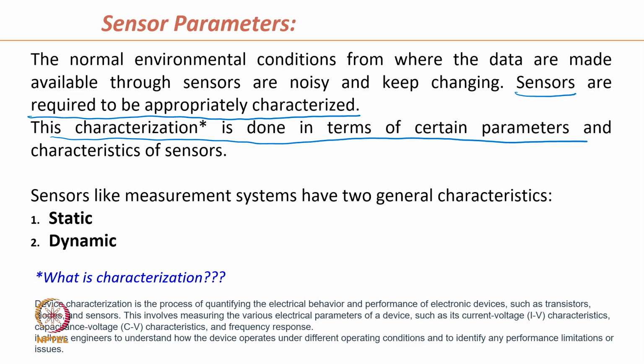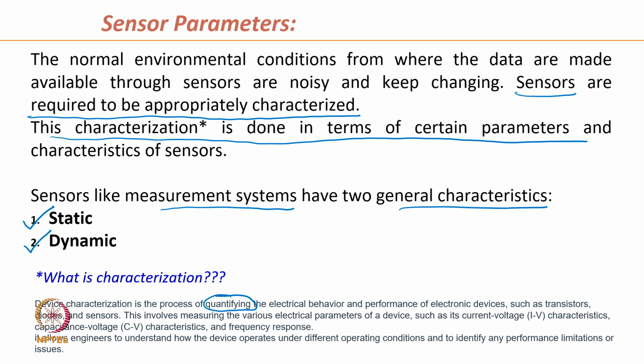So, there are certain parameters for which this sensor needs to be characterized, and these sensors are like measurement systems. They have two types of characteristics, one is static and one is dynamic. Before discussing these static and dynamic characteristics, we have a term in hand which is characterization. So, what is characterization? Device characterization is the process of quantifying the electrical behavior and performance of an electronic device. It may be another device, but we are particular about electronic systems. So, we are discussing electronic devices.